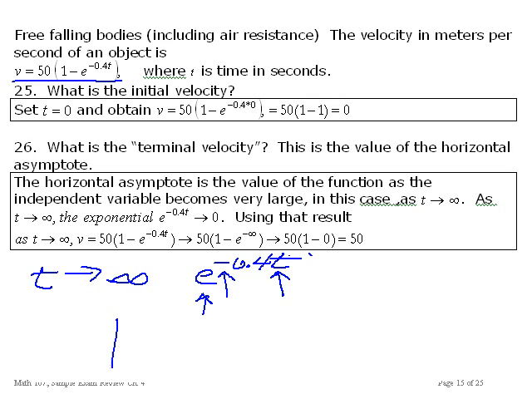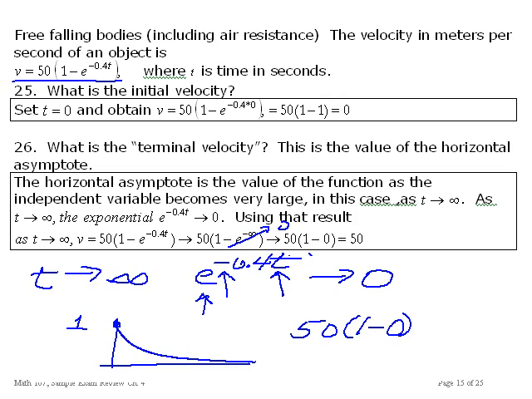What does a decaying exponential look like? When t is 0, it starts at 1. And it goes down here, and where is it going? It's going towards 0. This thing becomes 0. So if this term goes to 0, what are you left with? You're left with 50 times 1 minus 0, which is just 50. So in other words, the initial velocity is 0. You need to write some steps, not just write that down. Here, the terminal velocity is 50.